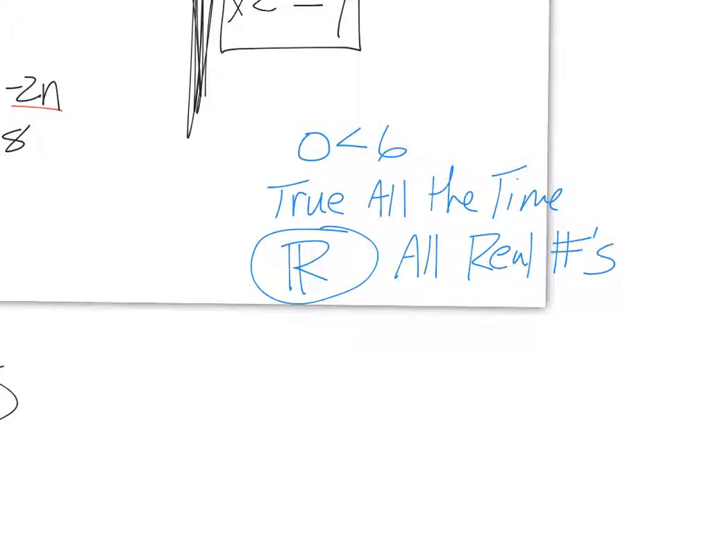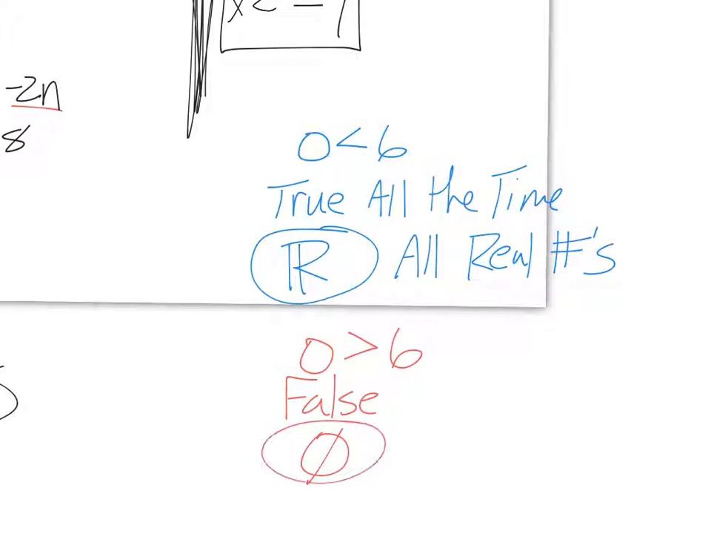If you get a false statement, such as 0 is greater than 6, a false statement always means no solution, because there's nothing that would ever make this statement true. So those are unique cases you need to remember, and we'll probably see a couple of those on the homework as we work them.